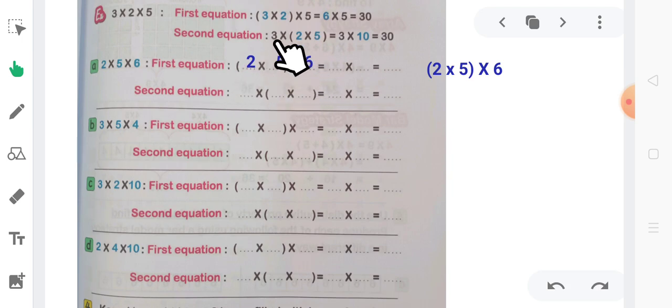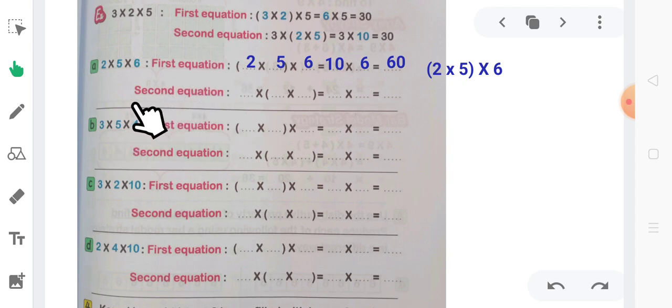Remember, we get the answer of the parentheses, or the bracket, first. 2 times 5 equals 10. And we have, don't forget, 6 outside the parentheses. Okay, 10 times 6, always put 0 on the right, and 1 by 6 equals 60.